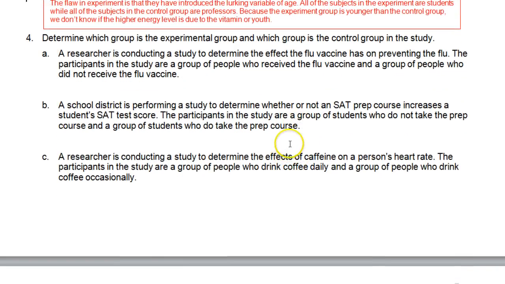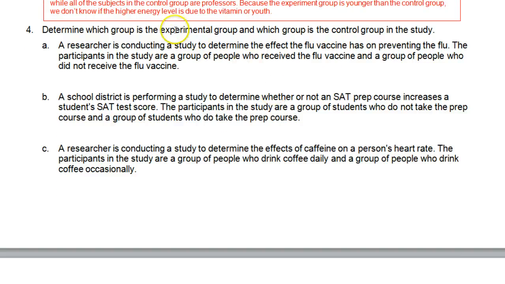Alright, let's move on to number 4. Hello, students. Hi, Maya. Determine which group is the experimental group and which group is the control group in the study.